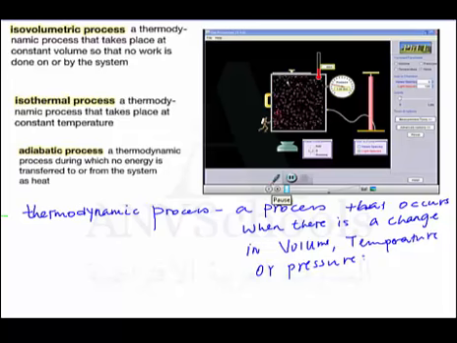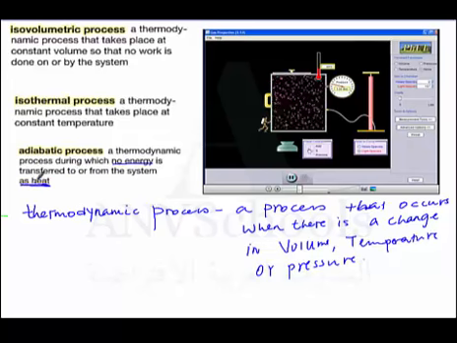Don't forget that this kind of temperature change is called adiabatic. An adiabatic process is a process during which no energy is transferred to or from the system as heat. No energy is added to the system or transferred from the system as heat, but there is a change in temperature. So this process is called an adiabatic process, a thermodynamic process during which no energy is transferred to or from the system as heat.